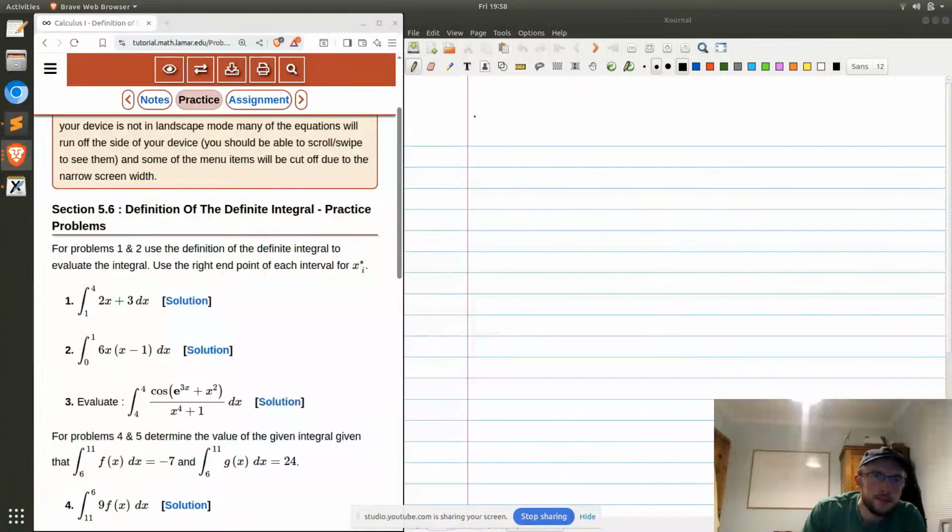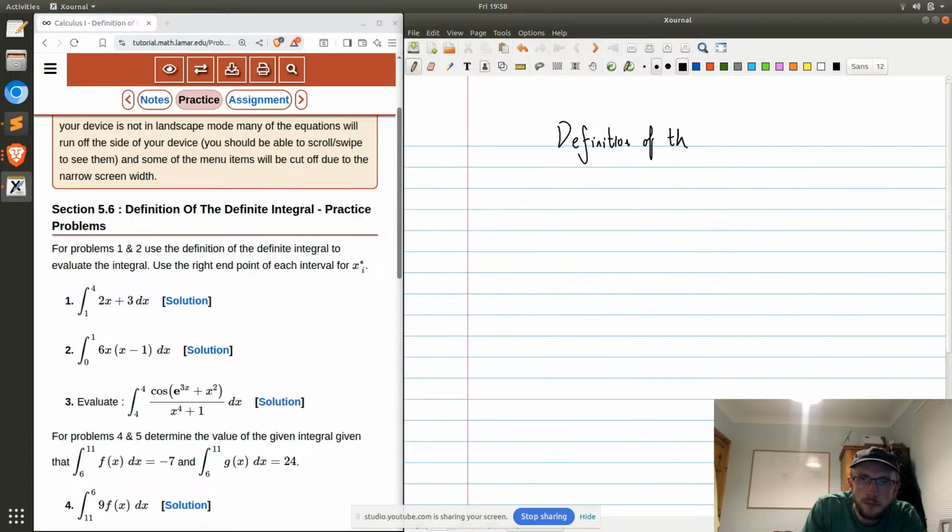All right, definition of the definite integral. For problems 1 and 2, use the definition of the definite integral to evaluate the integral. Use the right endpoint of each interval for xi star.